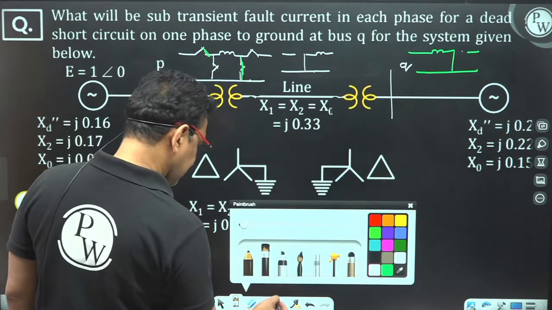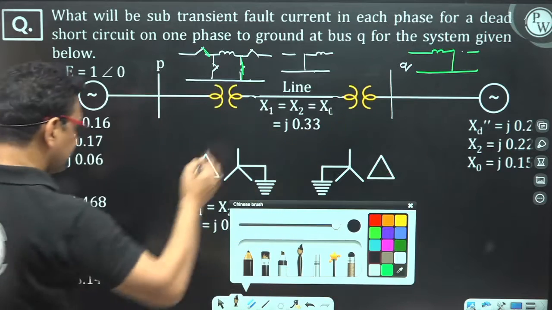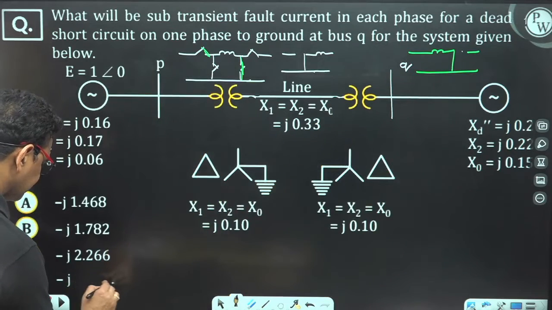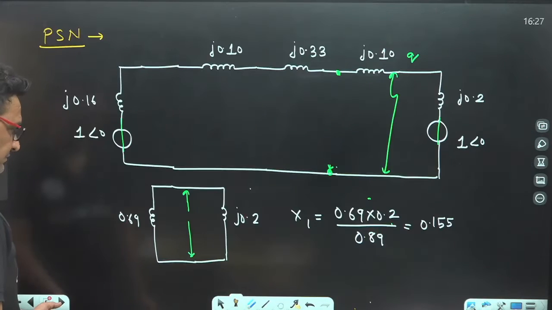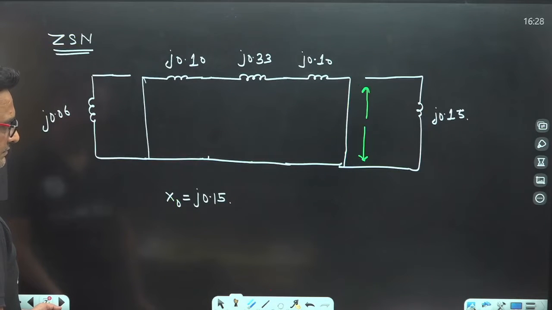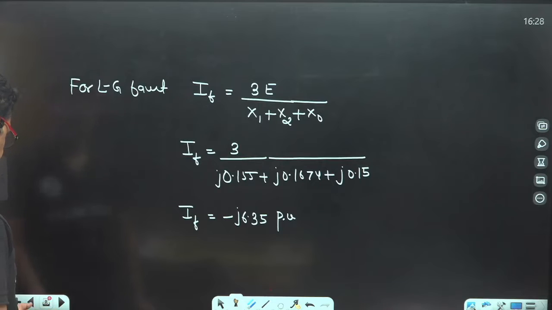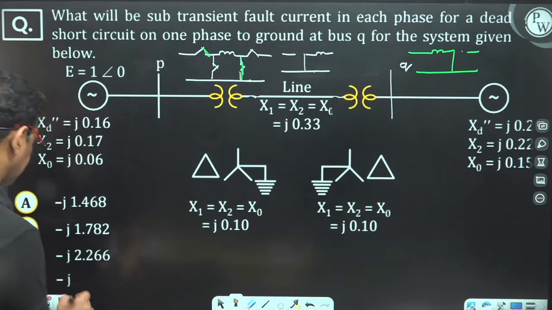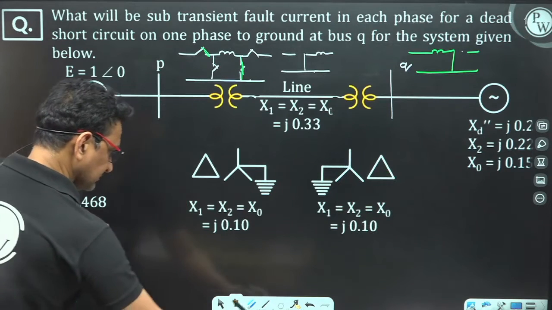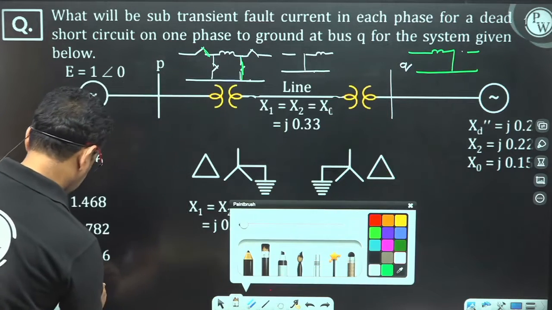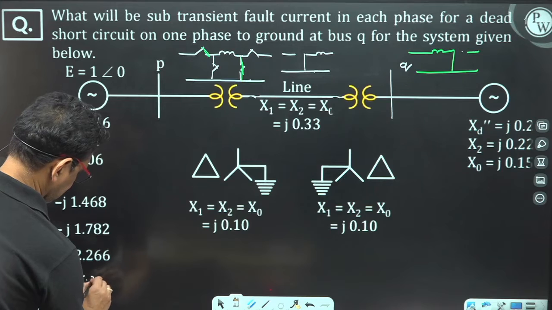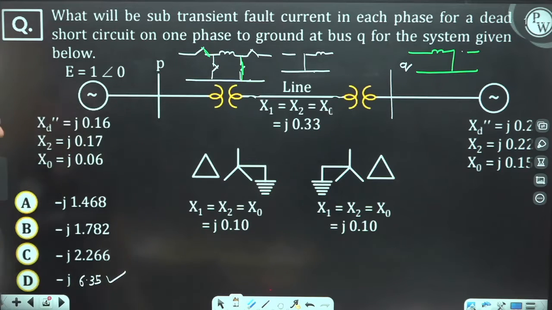You have to change here because I just changed the location of Q. 6.35. Clear? So this is the right option. Any doubt here?